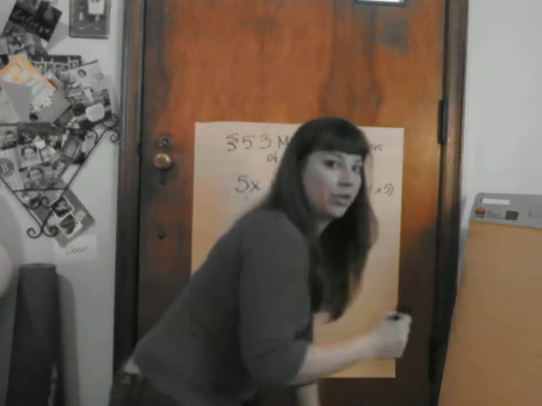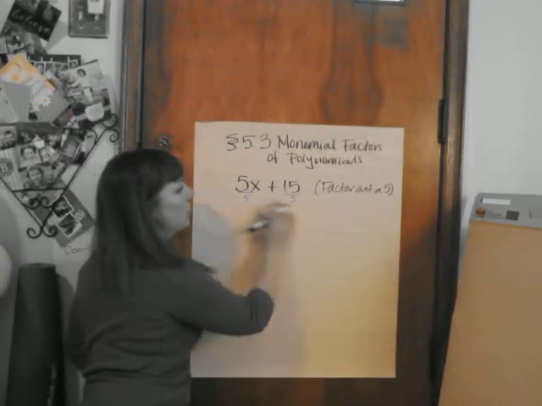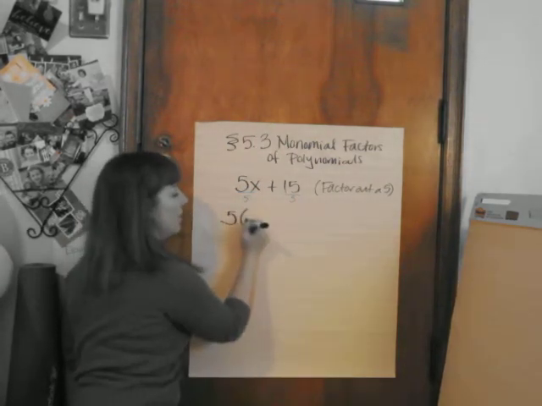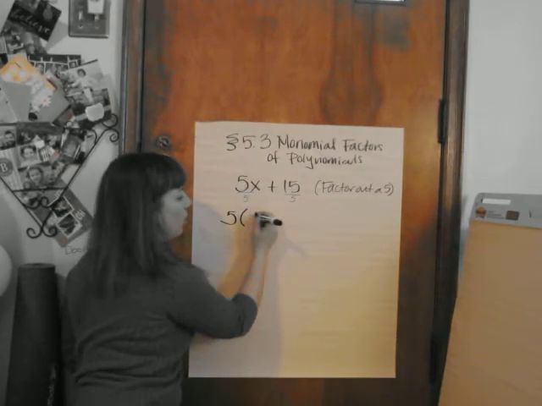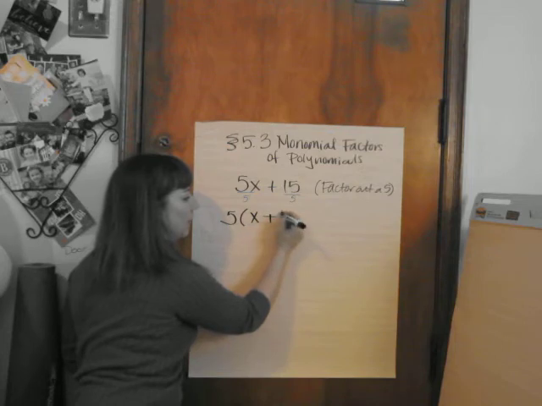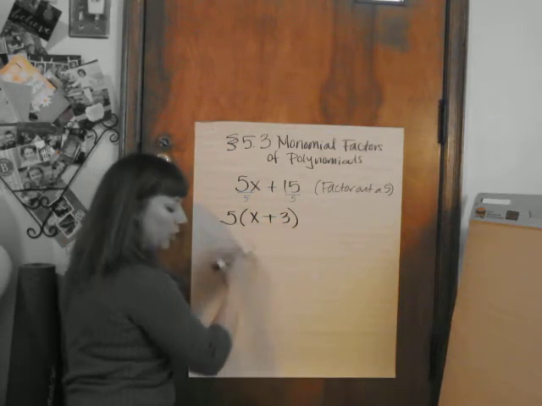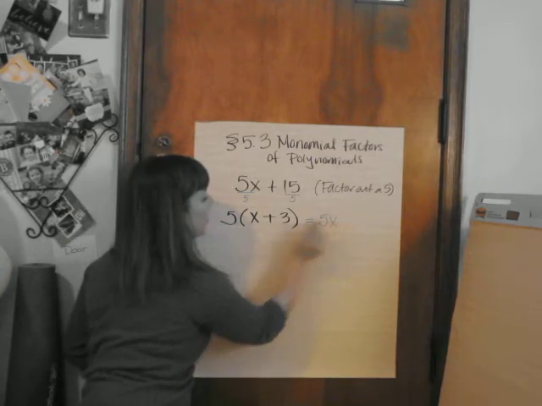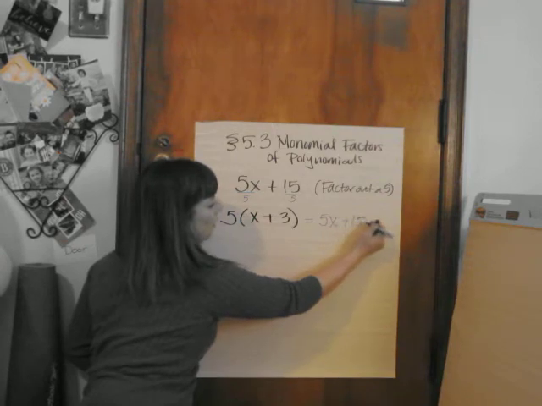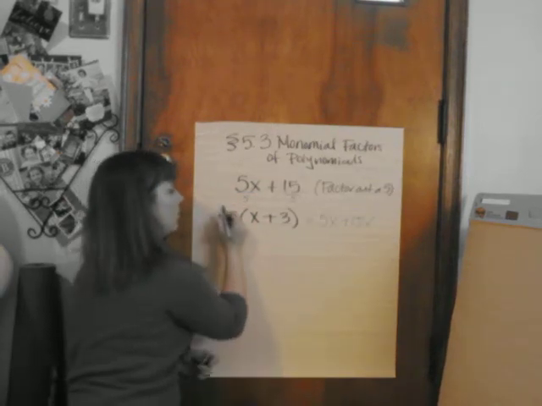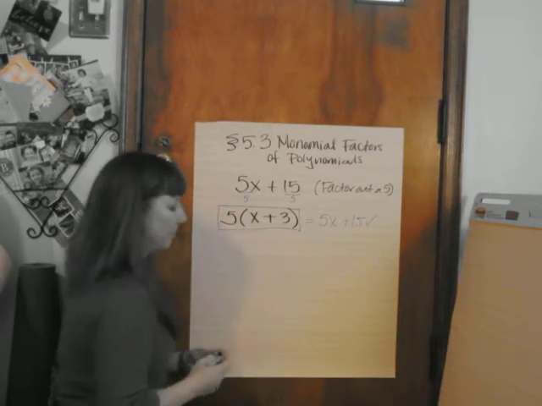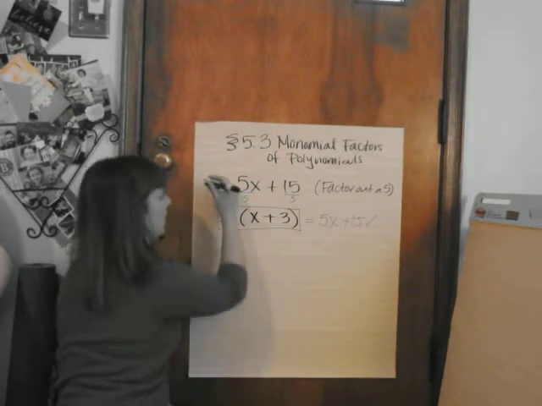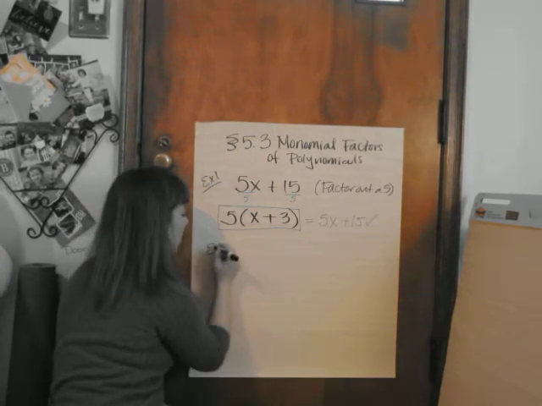But I don't want to change it. Remember, we've talked about we can't really change what the actual polynomial is. So when I divide, I take that factor and put it outside a parenthesis. So 5x divided by 5 would give me x, and 15 divided by 5 would give me 3. If I were to redistribute, 5 times x would give me 5x, and 5 times 3 would give me 15, so it works. But this would be your answer that you were looking for. This is factored. Okay?